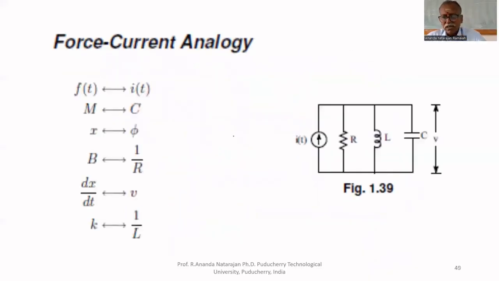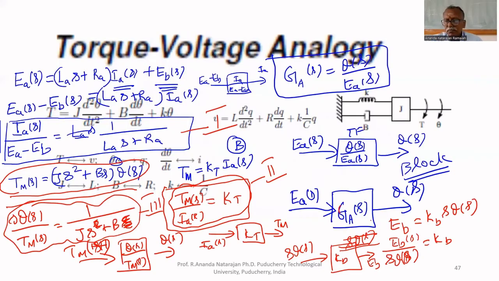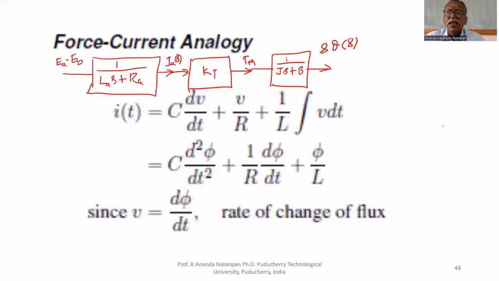Now, one more block we are having. If you give the S theta of S as input, you will get back EMF. So we will go there and put that block. That block will give EB as output. What is the transfer function here? KB, that's all. If you multiply by KB, you will get EB. What is the input? S theta of S.